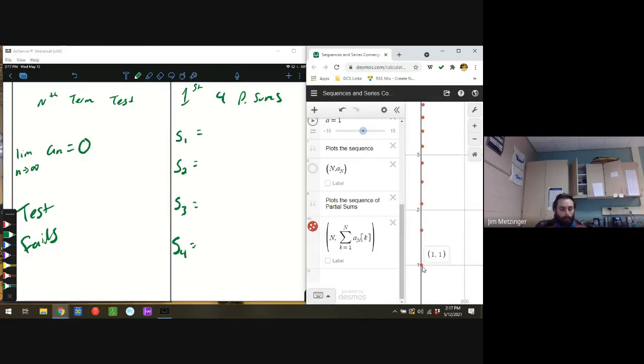First partial sum is 1. Second partial sum, 1.63. Third partial sum, if I had all 3 numbers, would add up to be about 2.111. And fourth partial sum would be about 2.508.